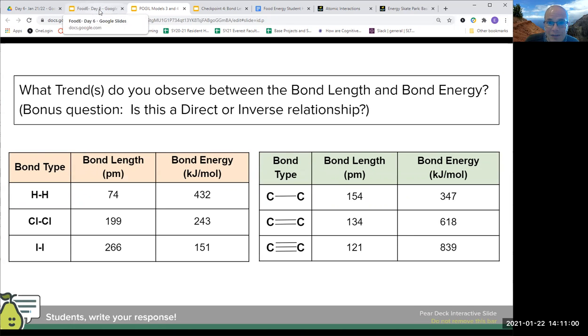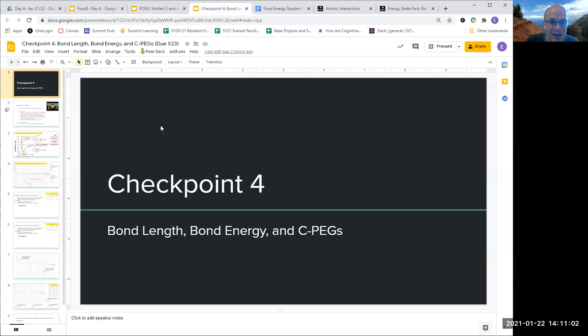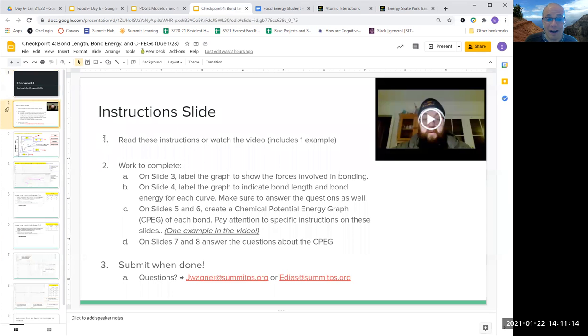For students that finished early, they also had the opportunity to work on checkpoint 4, which is, again, just more practice with bond length, bond energy, and CPEC, the abbreviation for chemical potential energy curves. On checkpoint 4, there's always the instruction slide, and Mr. Wagner recorded a video where he did examples for slides 5 and 6, where you have to draw your own chemical potential energy curve.